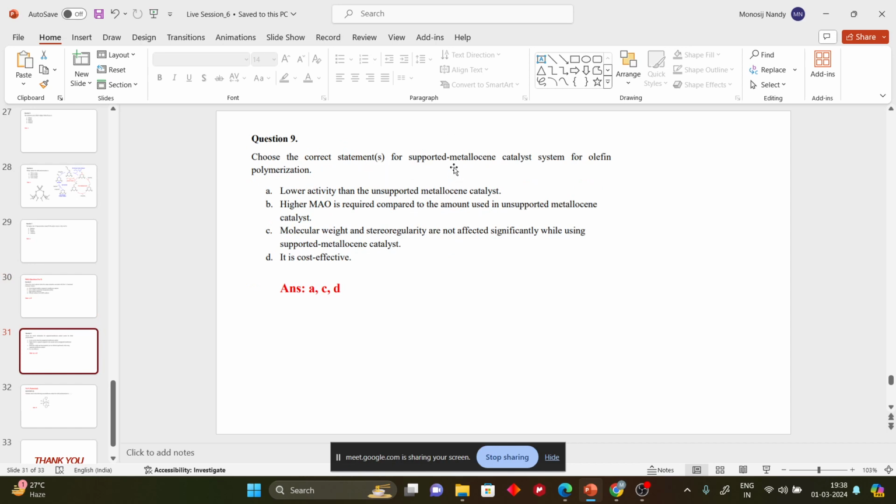Now it is for supported metallocene catalyst for olefin polymerization. So lower activity than your unsupported metallocene, then higher MAO is required compared to the amount used for unsupported, and molecular weight is not affected significantly by using this when it is supported. The A, C, and D, that is your option.